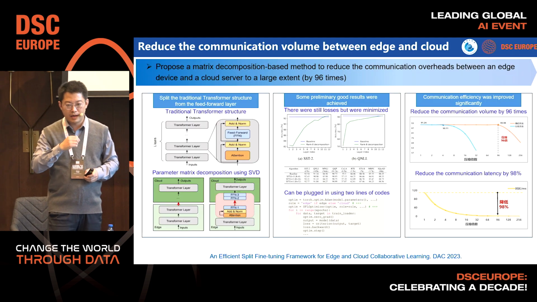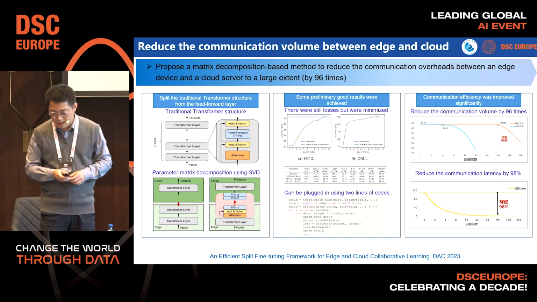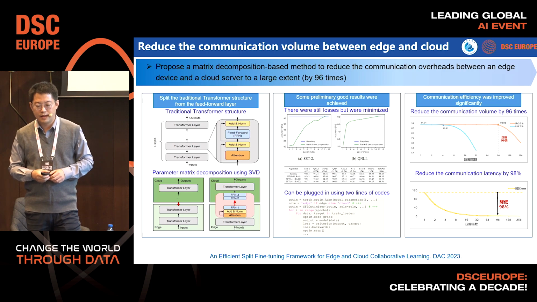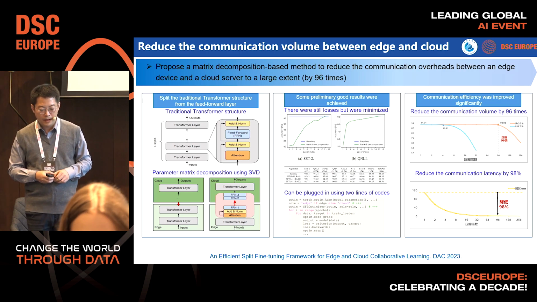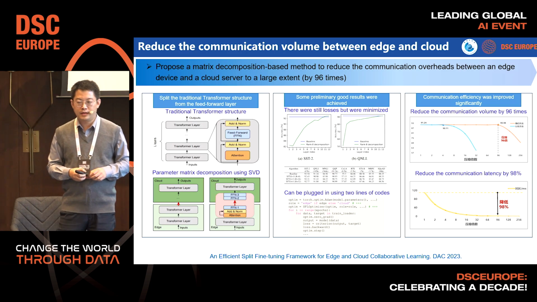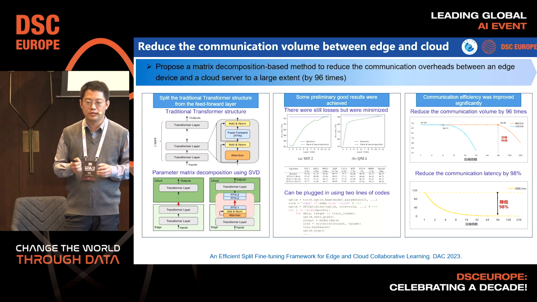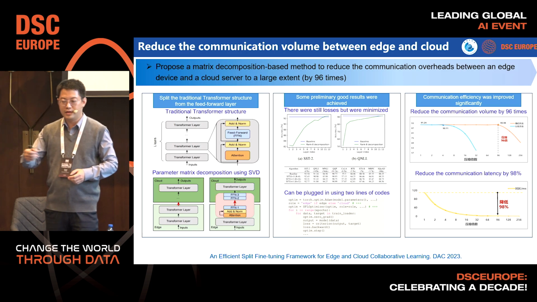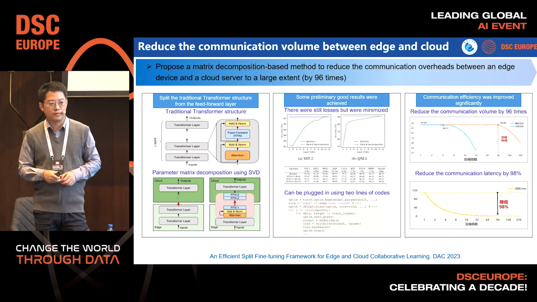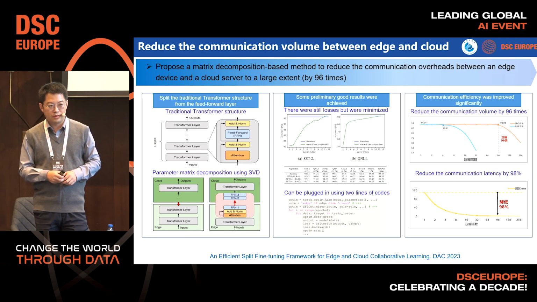So this paper was published on DAC. It's the Design Automation Conference, a conference in the control area. We split a transformer model into two parts. One part is in Novi Sad, one part is in Belgrade. And we use a model parallelization strategy to train the model.